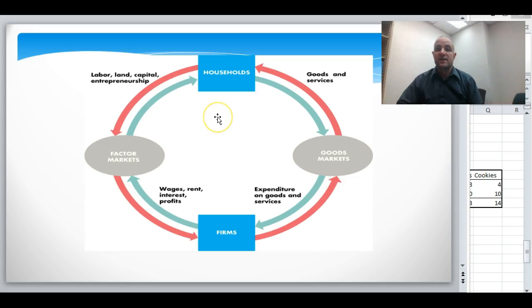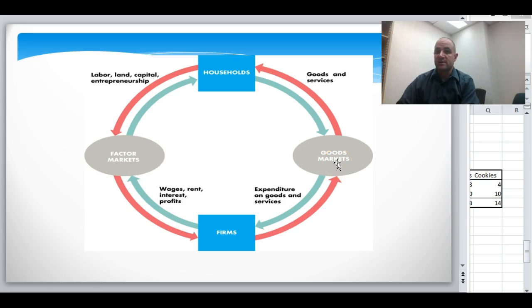If we look at this graph here, it breaks down that whole process of how people work together, specialize, and trade with each other. What we have here are 2 groups: households and firms. And we have 2 markets. We have the goods market, which is where goods and services get exchanged. And we have the factor market, which is where those factors of production that were discussed come to be exchanged with each other.